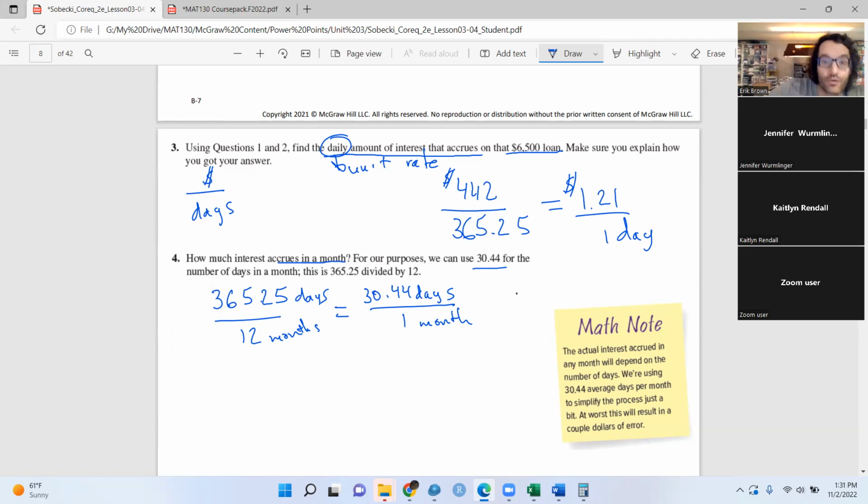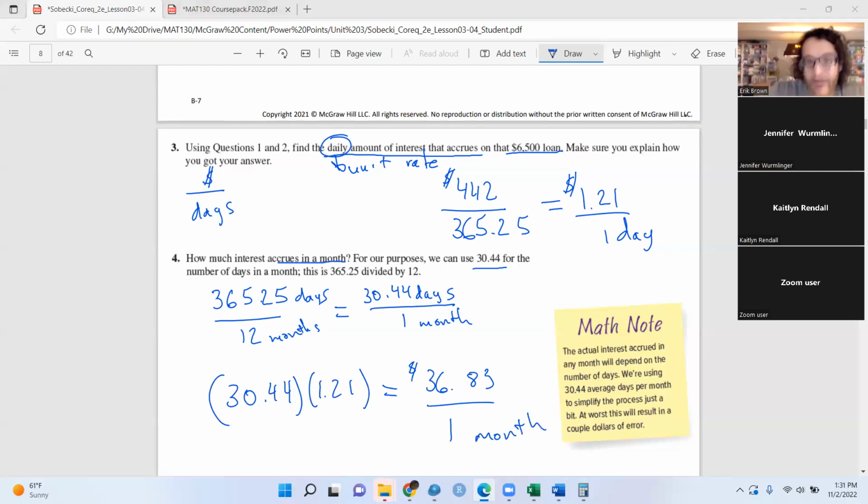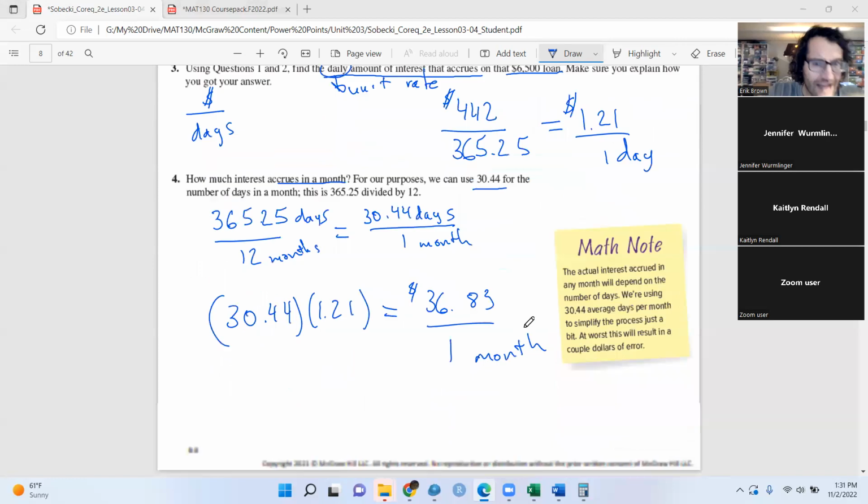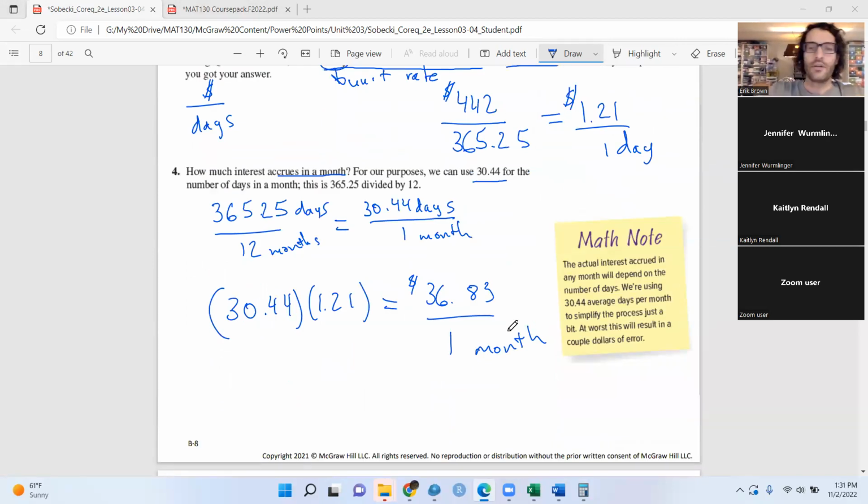Okay. So how much would accrue per month? Well, if this is the dollars per one day, and we want the average per month, we would just multiply these two rates together. The days are going to cancel and we're going to get dollars per month. Love it. Thank you for that answer. So 30.44 times 1.21 equals, what was it again? $36.83 per 1 month. That's like a Netflix and Hulu and HBO Max subscription per month you're being charged, just in interest because you had to borrow money to go to school.